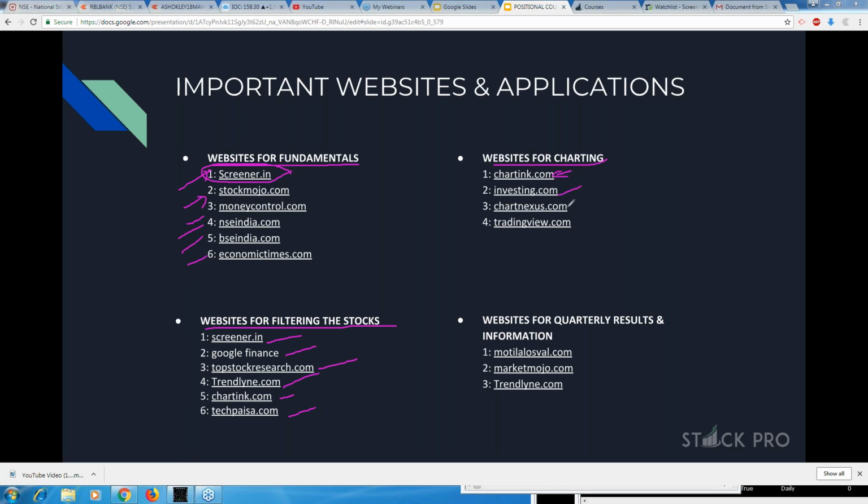Investing.com, free graphs. Chartnexus.com is a mobile app, right? It's a mobile app, so you can have it on your phone and use it. Then tradingview.com is a professional software, like you can use it. For example, I have it over here.